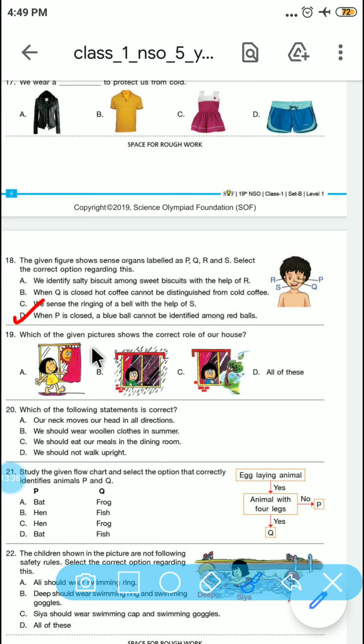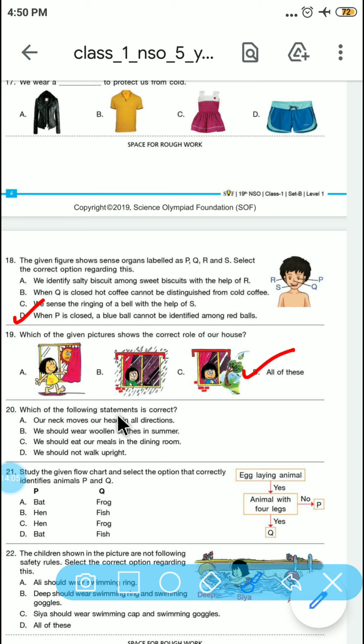Question number 19. Which of the following pictures shows the correct role of our houses? So it protects us from sun, rain, and cold also. So is it all of the above or all of the mentioned option? Yes, it is. Question number 20.